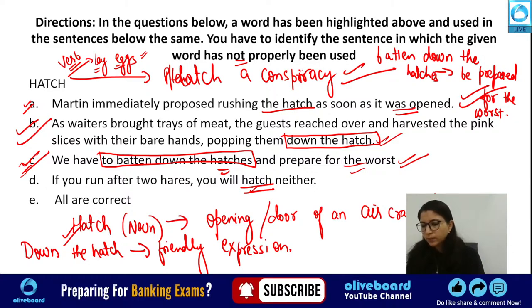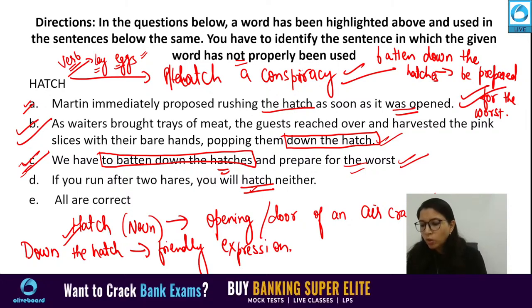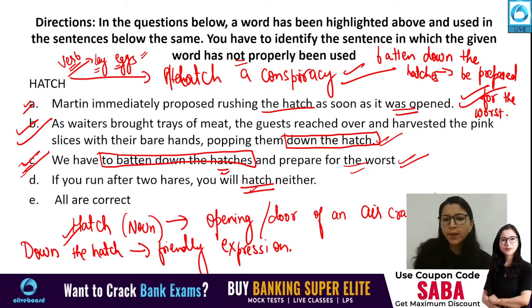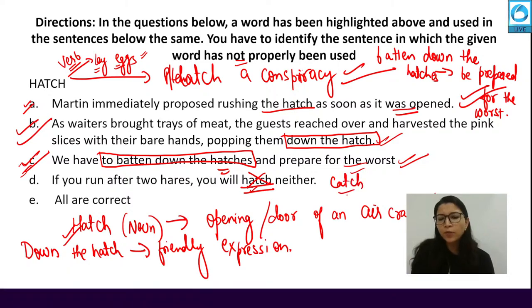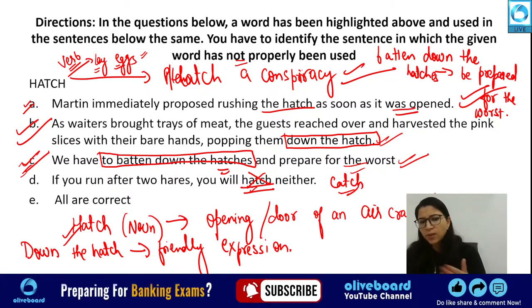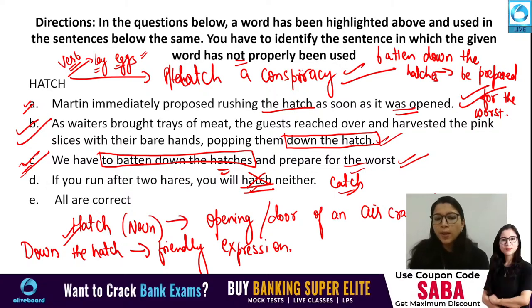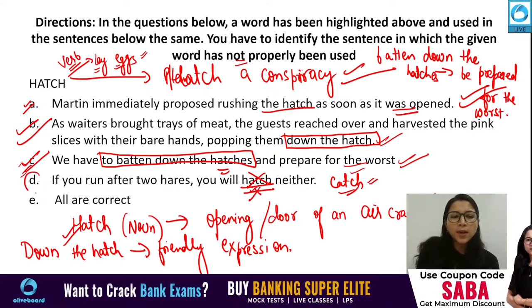Quickly, everyone. Not at all. No, it is not making sense. So here instead of hatch it should be catch neither. Very basic. If you run after two hares, this is also an idiom. We say that if you run after two things, you will get nothing. So here the usage of hatch is incorrect. It will be catch. So the answer is D.